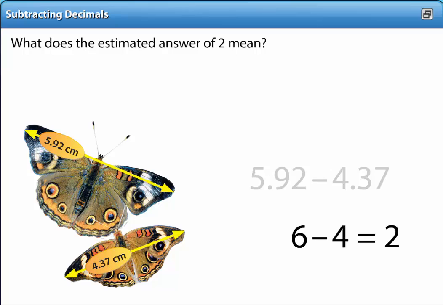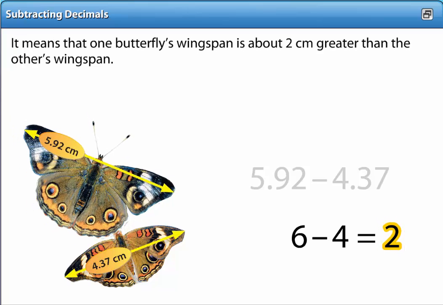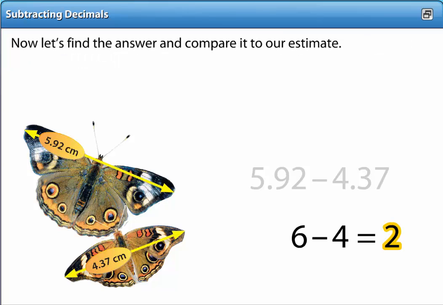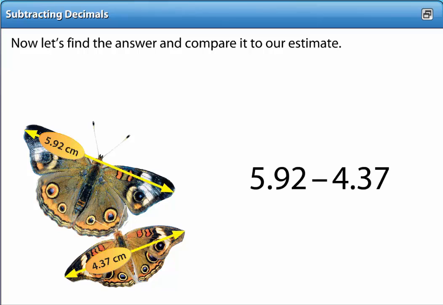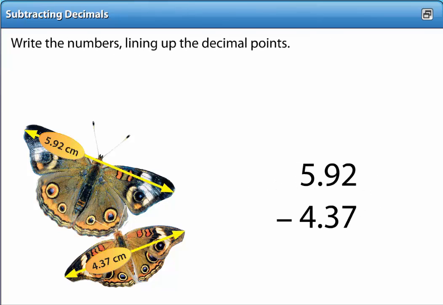What does the estimated answer of 2 mean? It means that one butterfly's wingspan is about 2 centimeters greater than the other's wingspan. Now let's find the answer and compare it to our estimate. Write the numbers, lining up the decimal points.